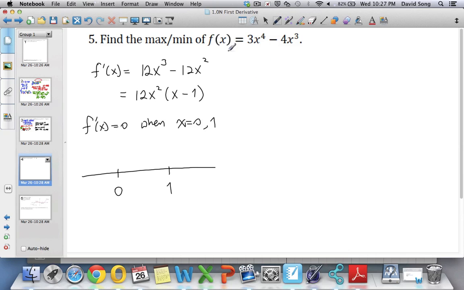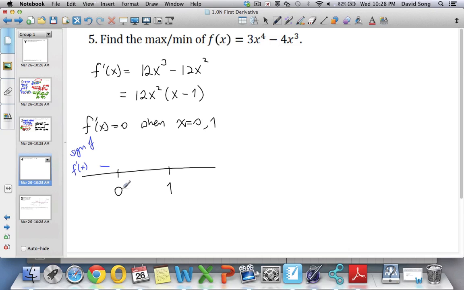Okay, so let's look at the sign of f prime in these intervals, from negative infinity to 0. Well, imagine any number less than 0. X squared is always going to be positive. 12 is always positive, right? So only look at x minus 1. Negative number minus 1, of course that's going to be negative.